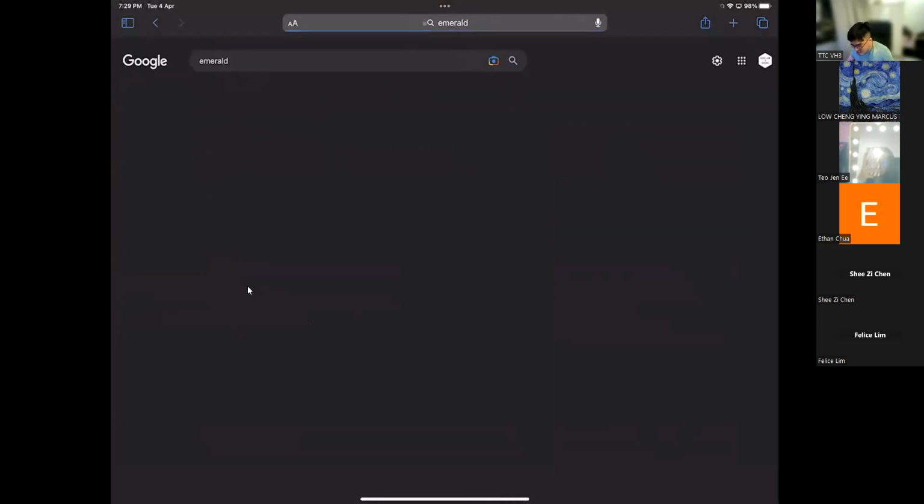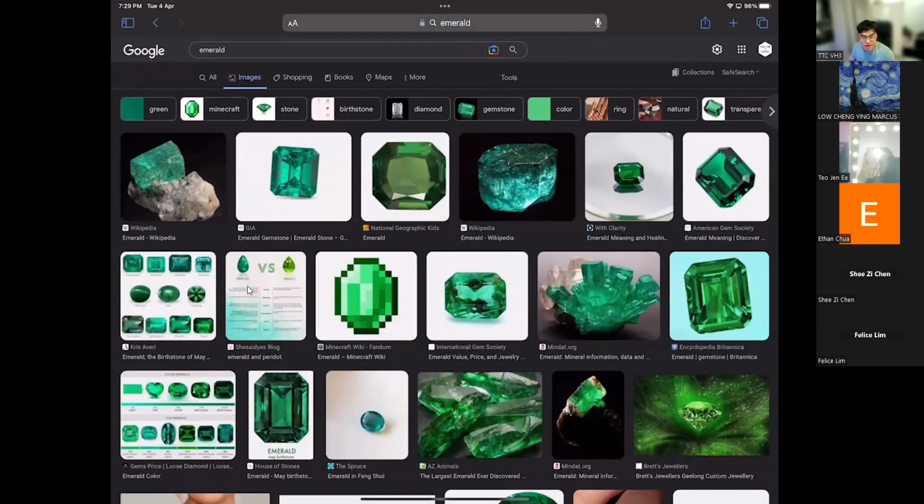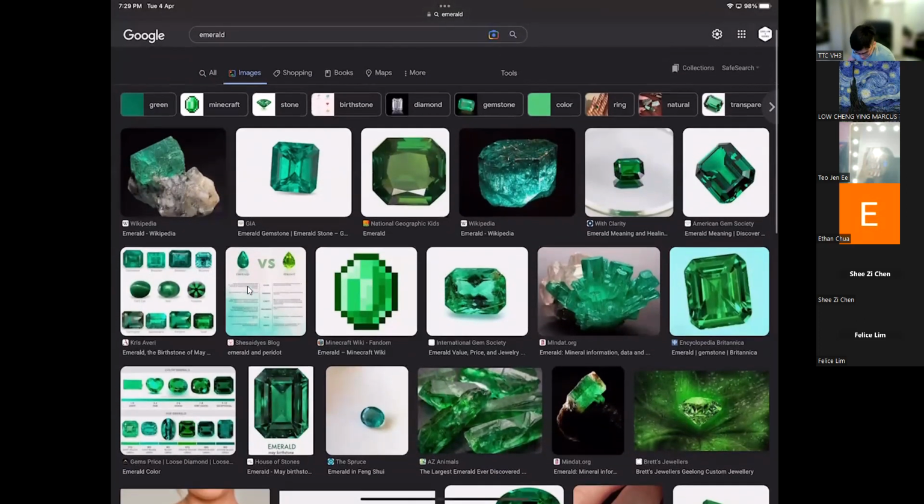Okay, it's a type of gemstone. Oh, hey, it appeared in Minecraft. Okay, I was just talking about this. Right, guys, emerald is freaking cool.